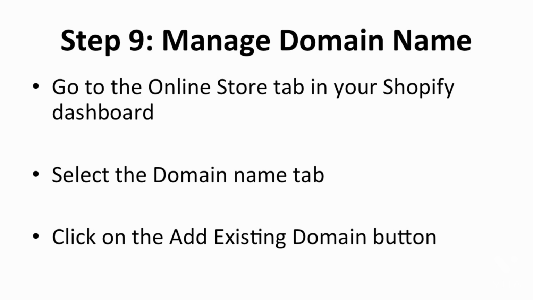For this, navigate to the Online Store tab in your Shopify dashboard. Click on the Domains option on the left and click on the Add an Existing Domain button, which is located in the upper right corner. Fill in the URL to your old store and click on the Add Domain button.